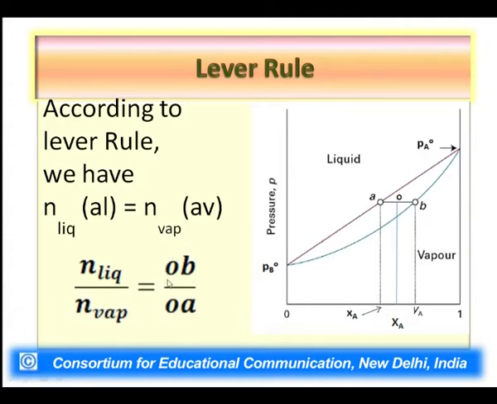The ratio of two line segments, that is OB to OA, is equal to the ratio of the number of moles of the liquid to the vapor phase. But the question arises, how have we arrived at this formula? How can we say that this rule helps us to know relative amounts? So we will go about deriving this formula, on the basis of which we can make use of it. And this formula describes the lever rule.